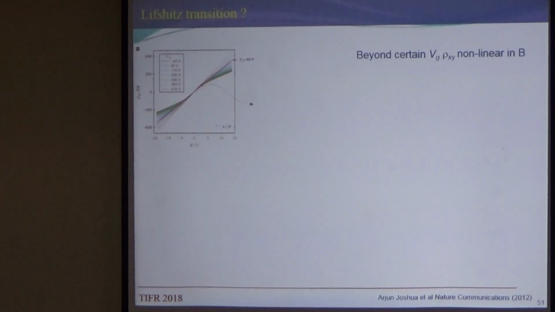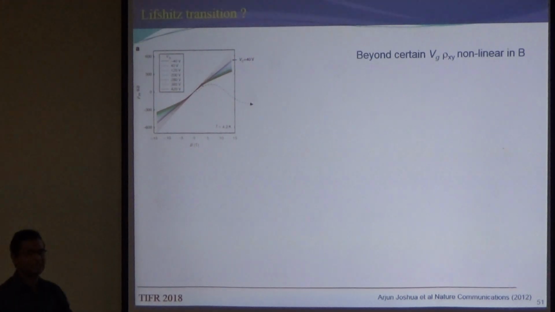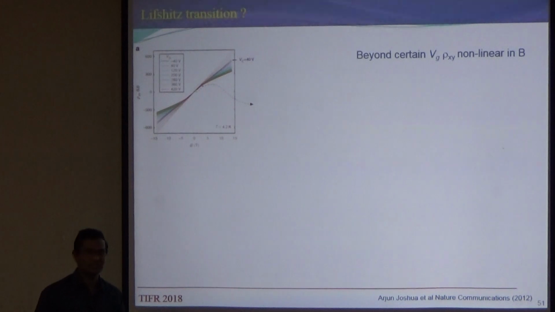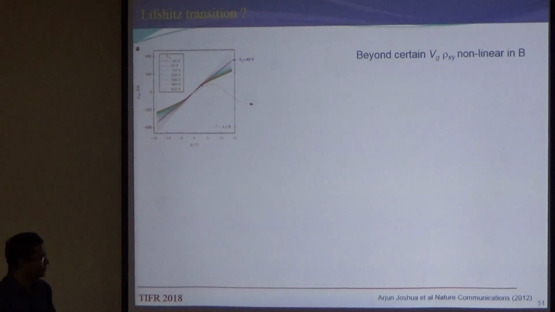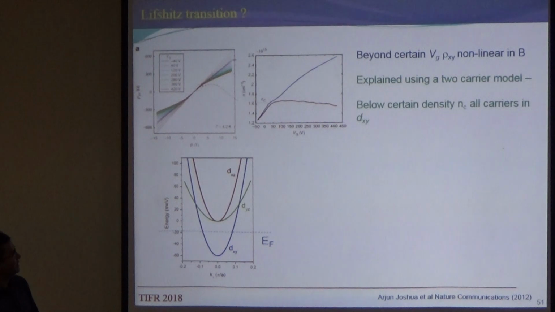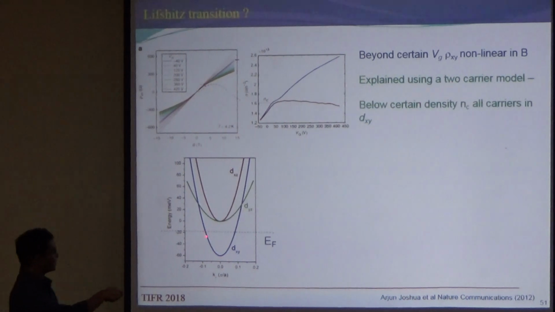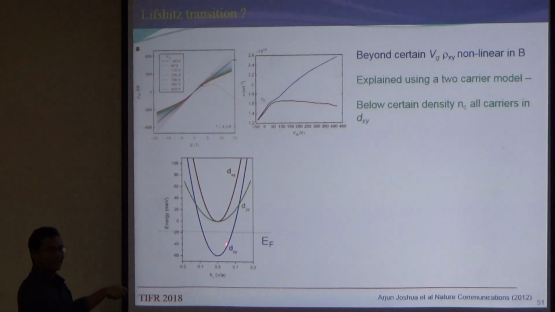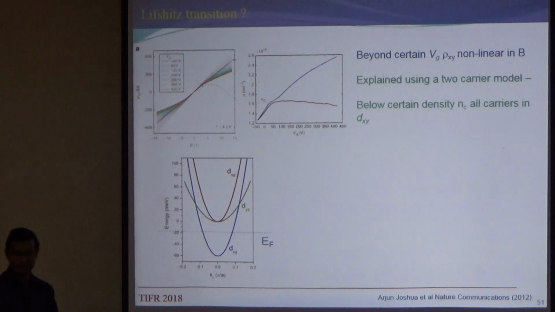So, what do we know till now? As Pratap pointed out, this probably is the point where there is a multi-band transition happening. And this is known, it was seen before that there is a Lifshitz transition which happens beyond a certain number density, that the rho xy becomes nonlinear in B, and there are two kinds of carriers. Okay? So, at low carrier densities my chemical potential is here, all the transport is happening, all the carriers are only in this band.